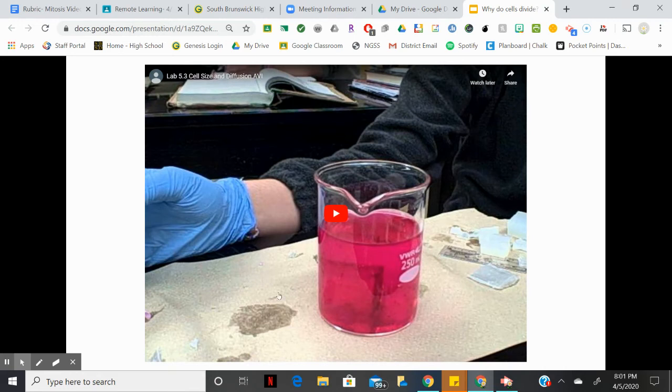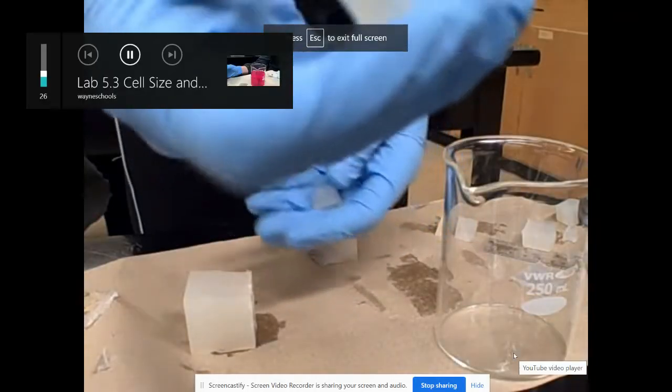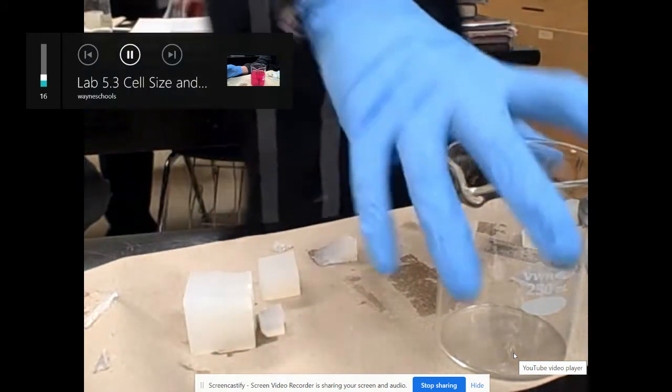So what they've done is they've cut up their cubes and then they're going to plop them into the sodium hydroxide and let them sit for about 10 minutes. I'm not going to show you the whole 10 minutes because it's pretty boring. They just let the camera sit there and record. And then they take the cubes out and cut them in half to see how much of the cube has turned pink. The pink portion of the cube tells you how much diffusion occurred. I'll start the video and skip around a little bit. A 3 centimeter cube, a 2 centimeter cube. So they have their 3, their 2, their 1.